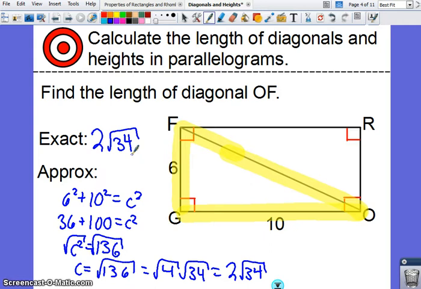For my approximate answer, I typed into my calculator the square root of 136. And that gives you 11.